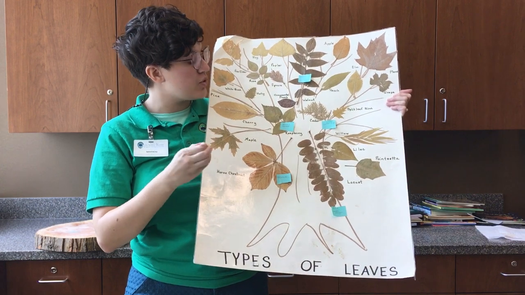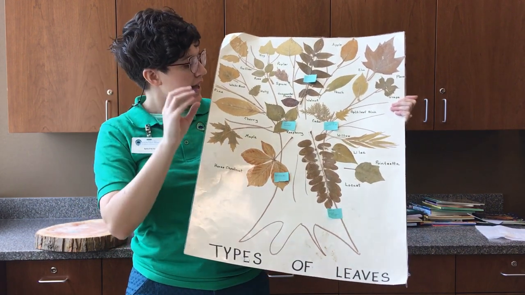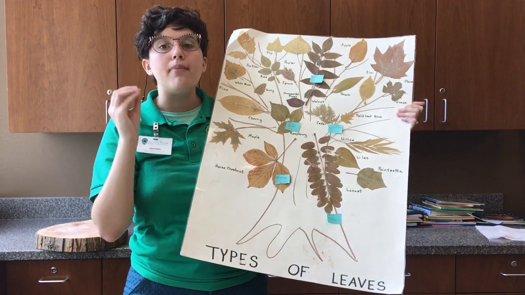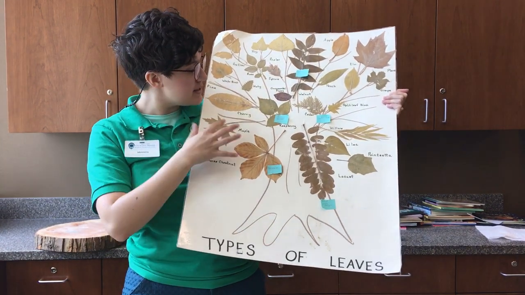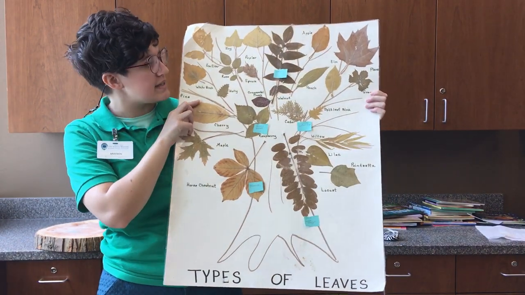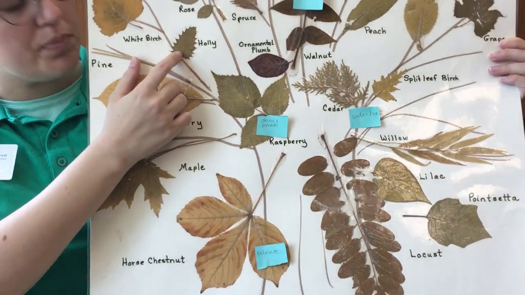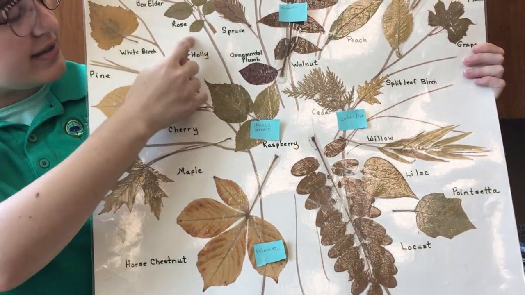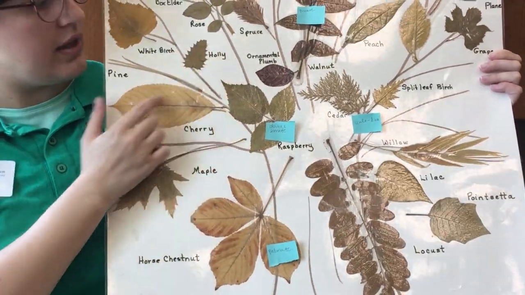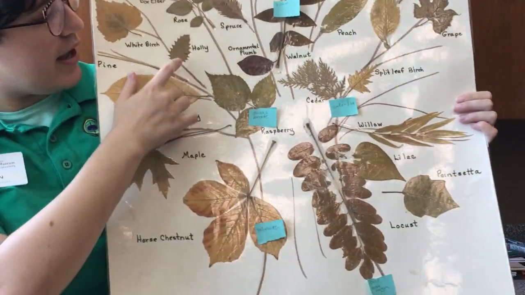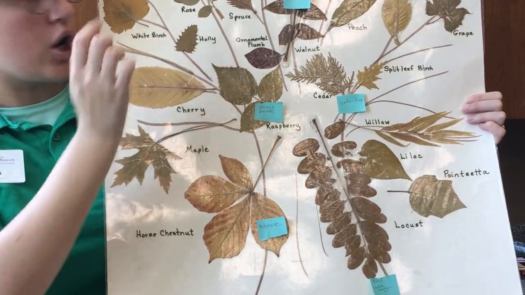The next thing is that you're going to look at the edge of the leaf. It's called the margin. So we have lots of different margins on these leaves. We can look here at the holly leaf and see that it's super, super spiky. So these plants have lots of thorns on the leaf, and that would have a spiky margin.